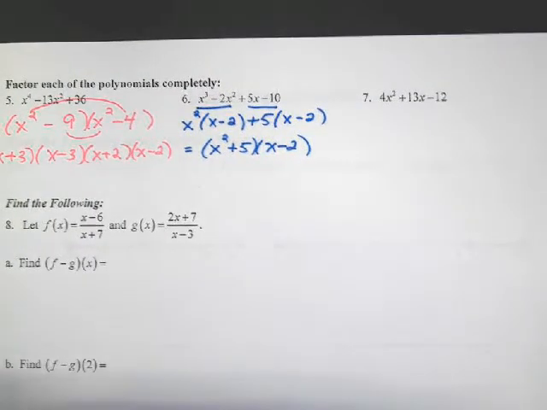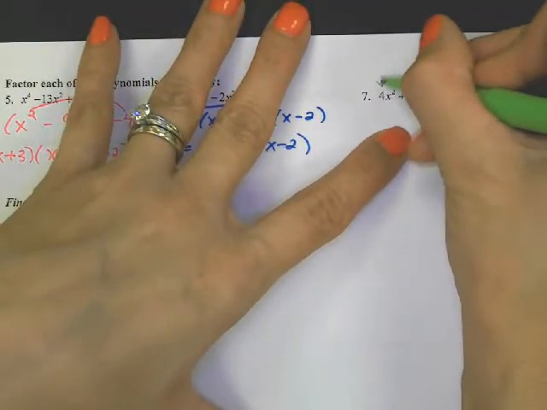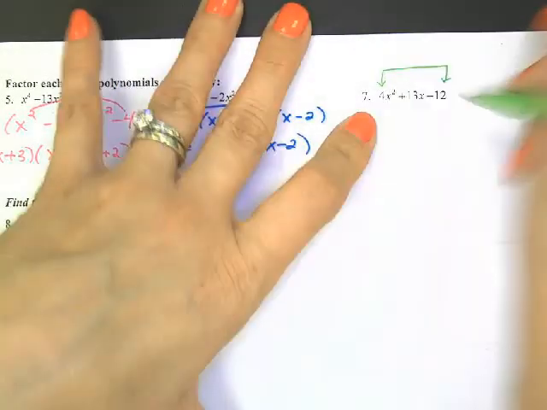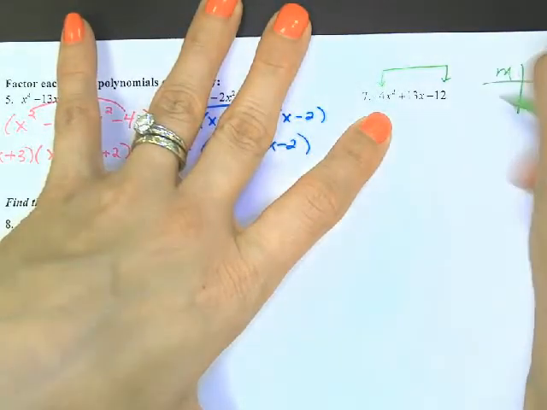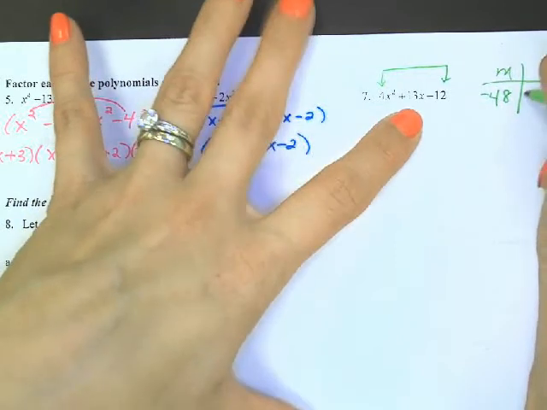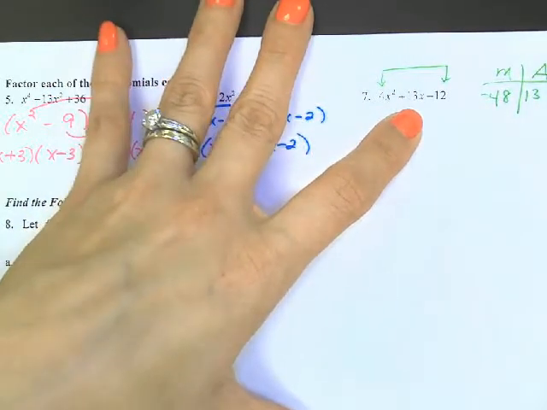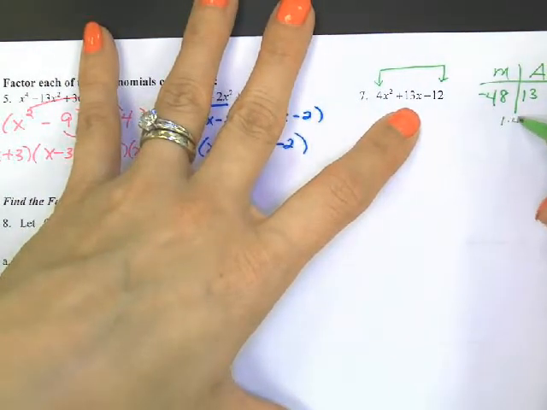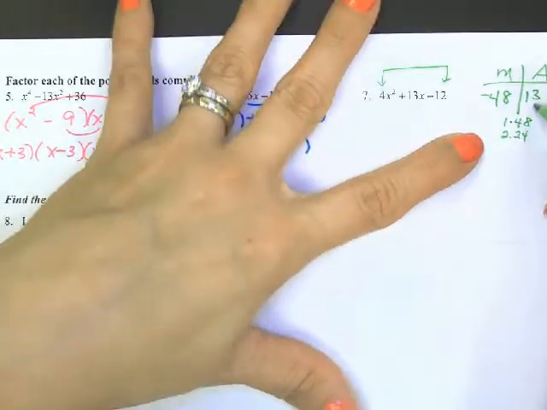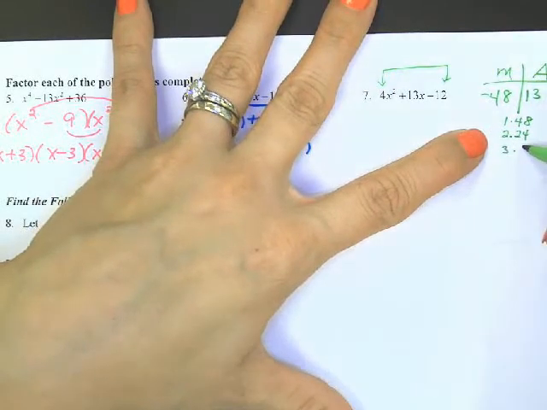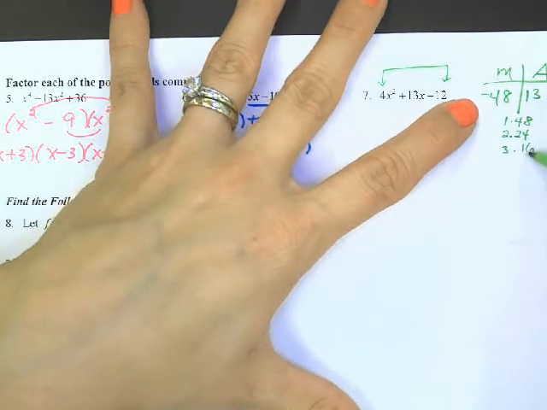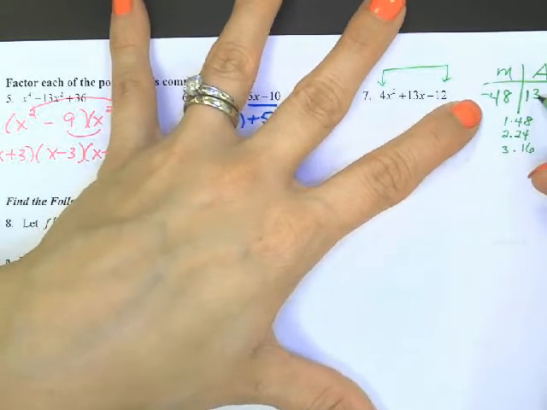There's a variety of ways of doing this. We could make an MA table. Maybe I'll show you that technique. Just to review, 4 times negative 12 is negative 48, but has to add to 13. So I don't think 1 times 48 will do it. 2 and 24? Nope, too far away. 3 and 16. We might be onto something here. A 3 and a 16 can add or subtract to 13.